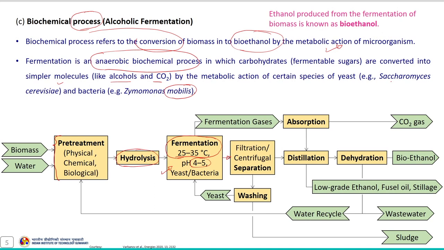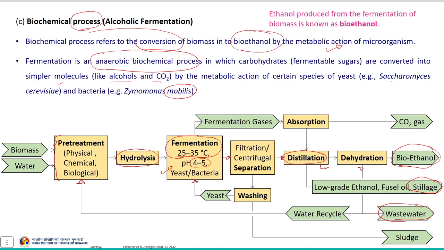The product obtained from the fermentation is filtered to separate out the yeast, and the separated yeast is recycled back into the next batch of the fermentation. The resulting product is distilled using a distillation unit to separate out the low grade ethanol and stillage. The product obtained after the distillation, which is mostly hydrous ethanol, is converted into a high quality ethanol, that is 99.5% ethanol, using a dehydration unit, and the water removed during dehydration is recycled back for the pretreatment operation. And if the water is not being used in the system, then it is treated using a suitable wastewater system.